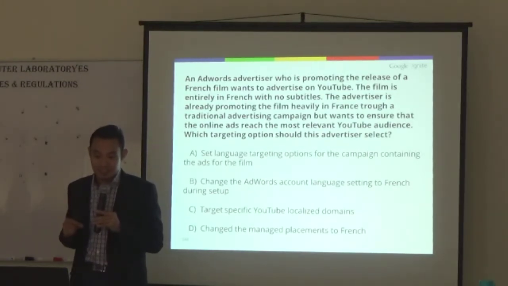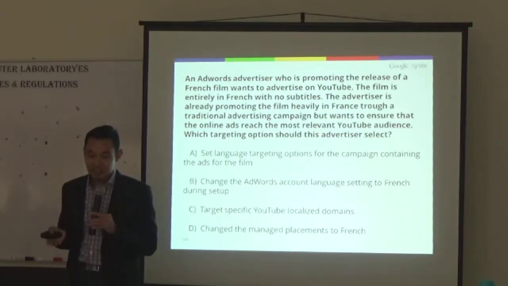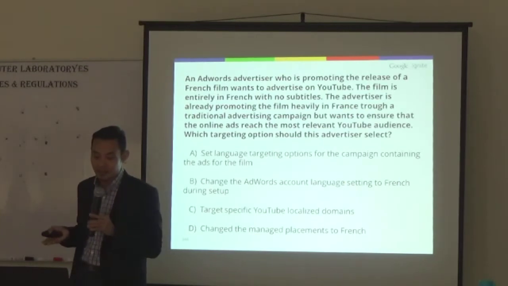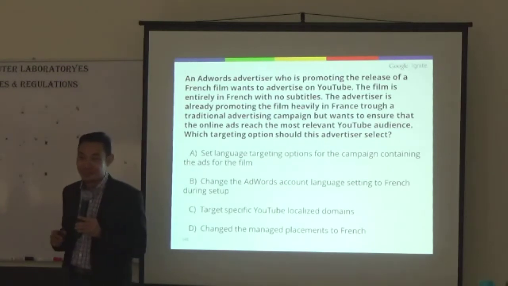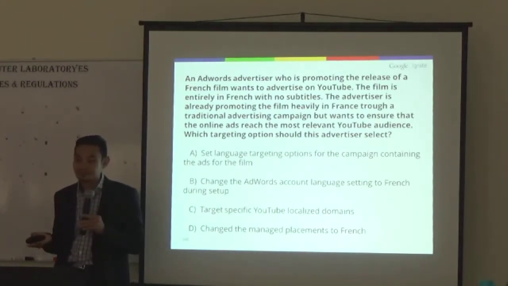What target option? Not target option here. What is the thing that he should select? A. Select language targeting options for the campaign containing the ads for the film. B. Change the AdWords account language setting to French during setup. Is B true or false? Doesn't sound right, yes? How about C? Target specific YouTube localized domain.